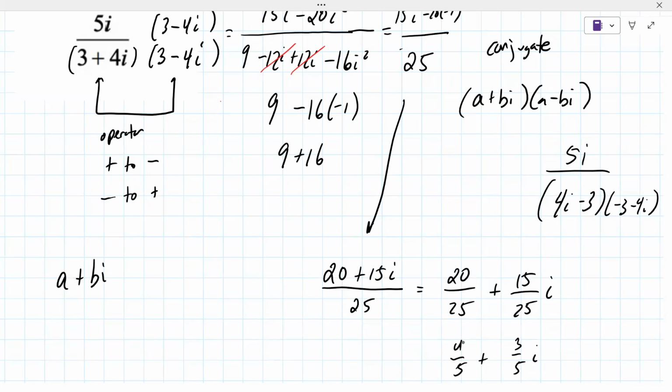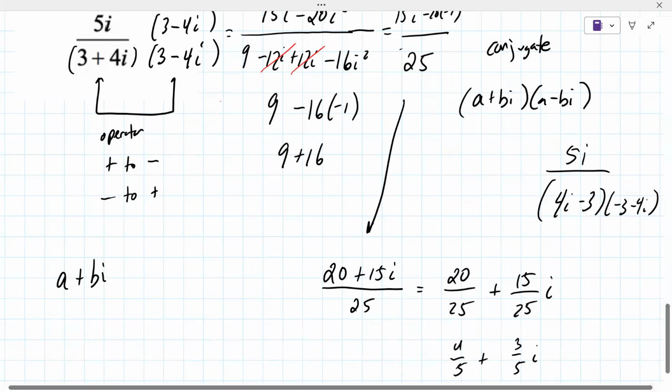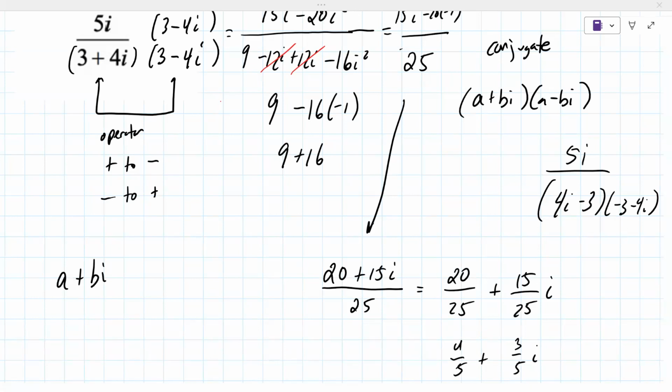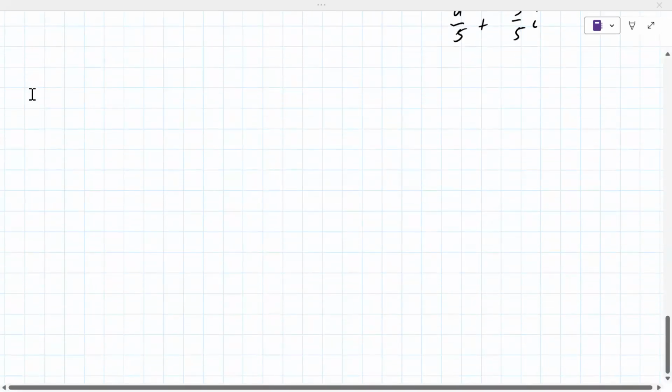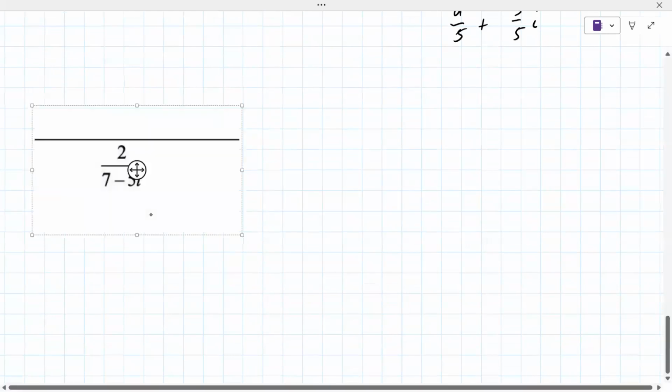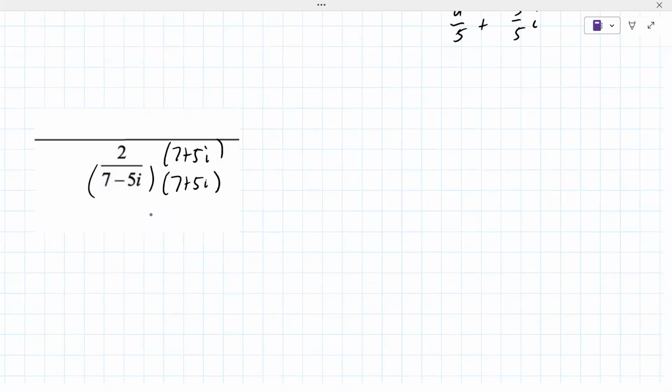Why don't you try the next one on your own? It's slightly easier in my opinion because there's no i in the top. The conjugate here, which you already probably know, is 7 plus 5i, like that. Just go and give that a try. Let me know if you have any questions.